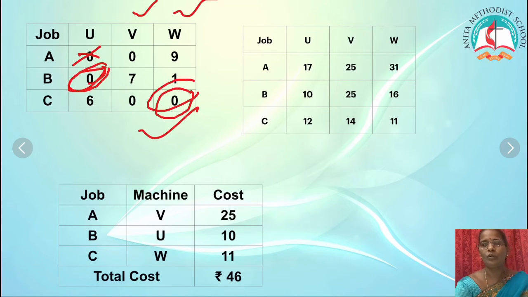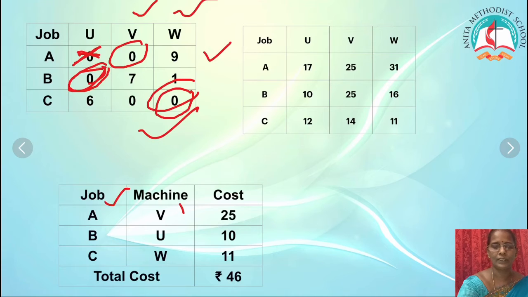One more assignment you can make only in the A row. Here how many zeros are there? Even though you have two zeros, already one zero is struck out, so I can assign this one. Now we have in each row exactly one zero assigned. For A, which zero have you marked? B. For B, I have marked U. And for C, I have marked W.